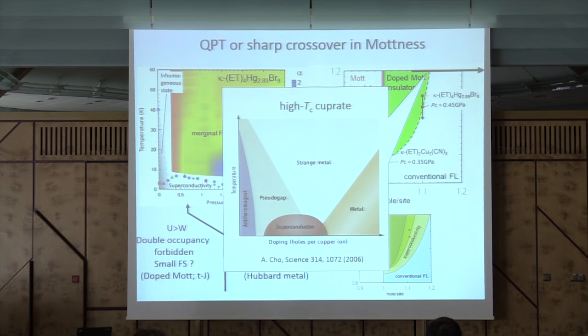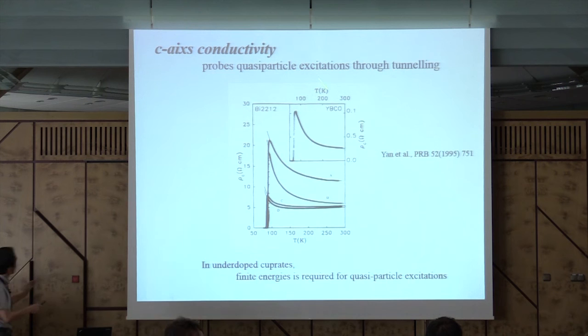Okay, and C-axis conductivity. C-axis conductivity probes the quasi-particle excitation through tunneling. And this is the typical data of bismuth 2212 and underdoped Bi2212. C-axis conductivity is non-metallic. This means that a finite energy is required for the quasi-particle excitation. So people say that this is the pseudogap.